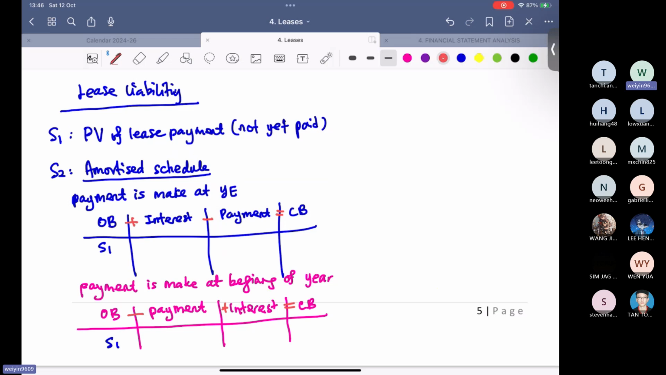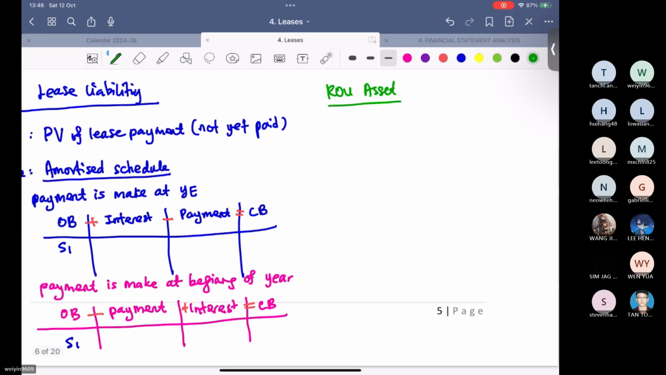So after you calculate the lease liability, the next one we look at is the asset, the ROU asset. So the ROU asset, I will put it as step 3. Step 1 plus things: initial payment, initial direct cost, and one more, cost for dismantling.